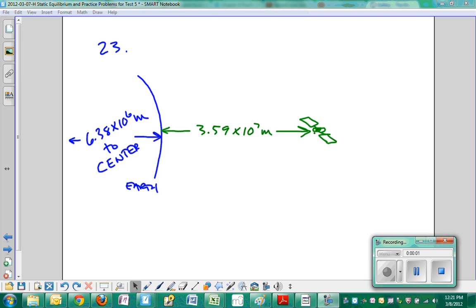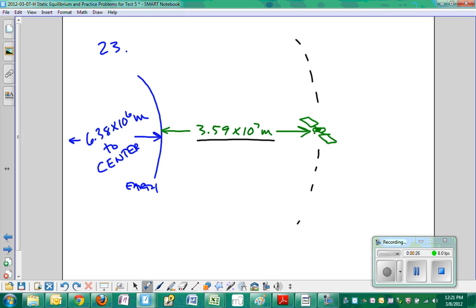All right, we have number 23 here, where we have a geosynchronous satellite that's orbiting at an elevation above Earth's surface of 3.59 times 10 to the 7th meters. We'll learn later when we study Kepler's laws and uniform circular motion why that's the height, the altitude at which it'll rotate. But for now, just accept that that's true. The problem told you that's where it is.